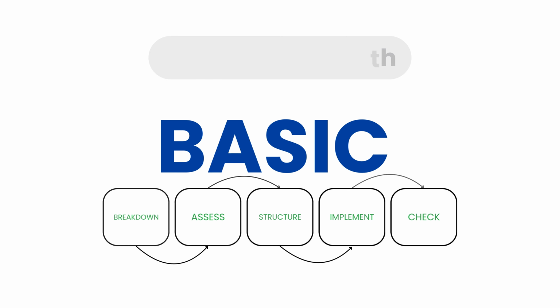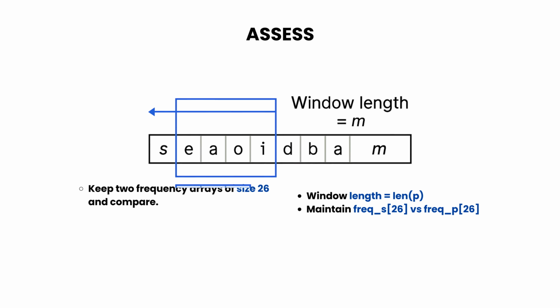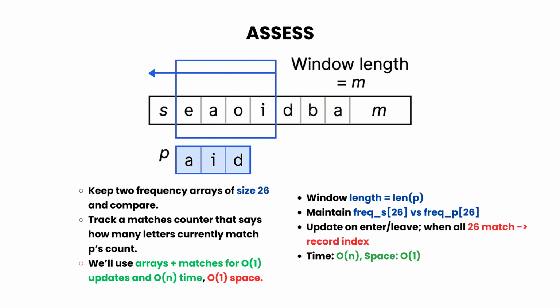Let's break this down. We're given strings S and P. We must return all start indices in S where the substring is an anagram of P. Only lowercase letters. The anagram condition means the character counts match. Now let's assess. Naively sorting each window is O(m log m), too slow.